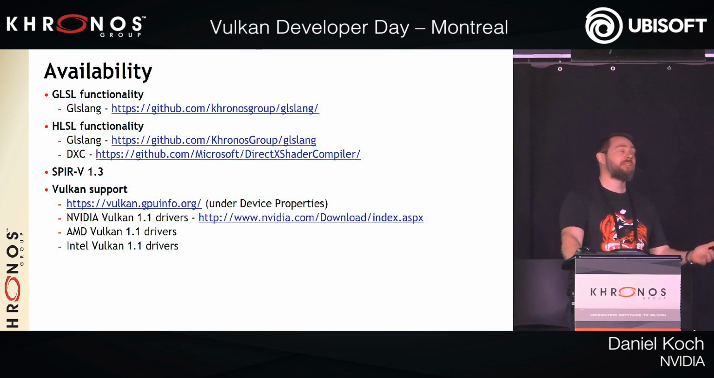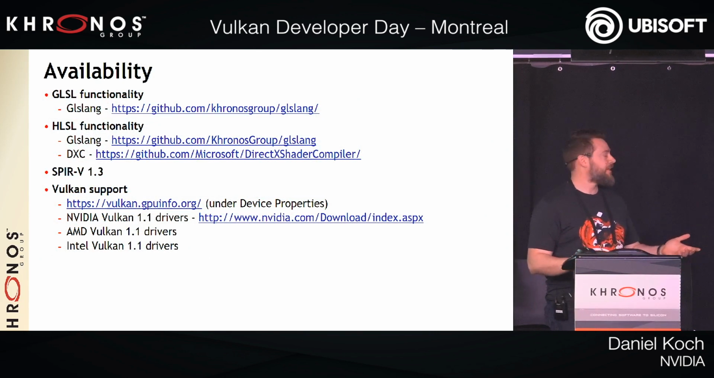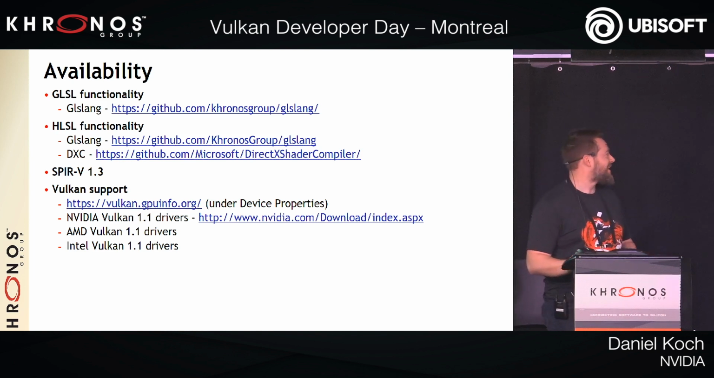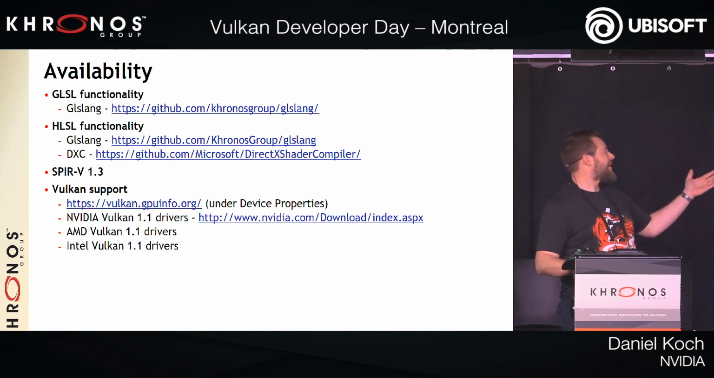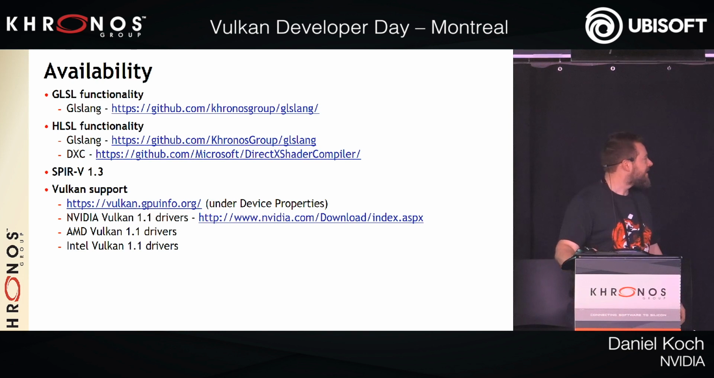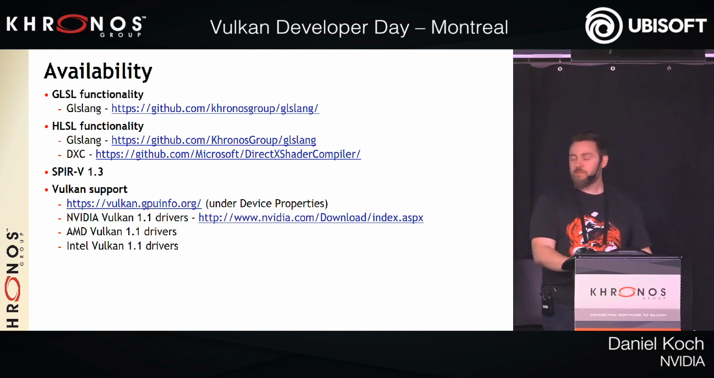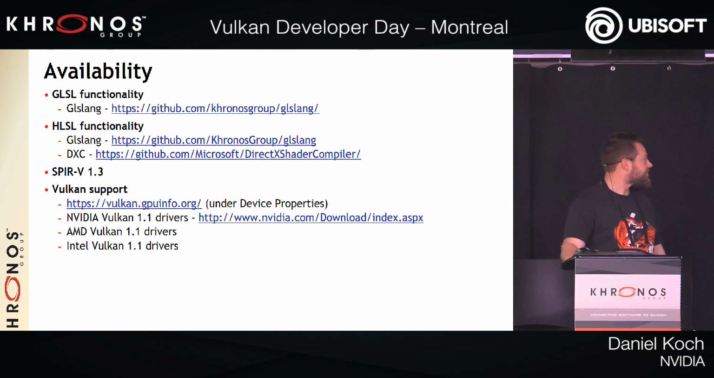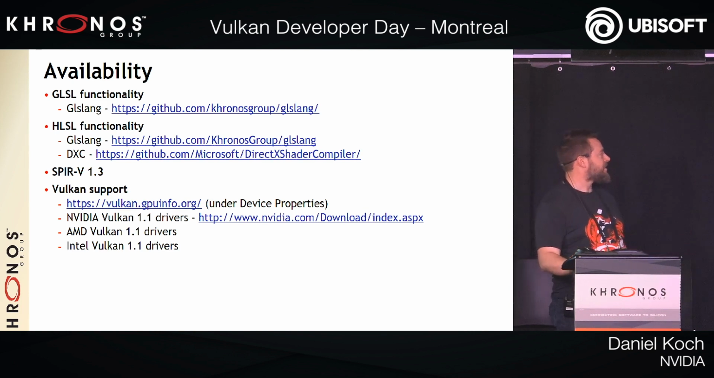Where can you get this? Well, it's implemented in glslang if you're using that for your shaders. You can use glslang with Vulkan 1.1 to compile GLSL shaders. If you like HLSL, which I know a lot of desktop developers tend to, you can use the HLSL backend from glslang, or you can use DXC. I believe there's going to be another presentation which will talk more about those. They're supported in SPIR-V 1.3, which is required by Vulkan 1.1. And if you're interested in Vulkan support for your favorite GPUs, you can look under vulkan.gpuinfo.org.